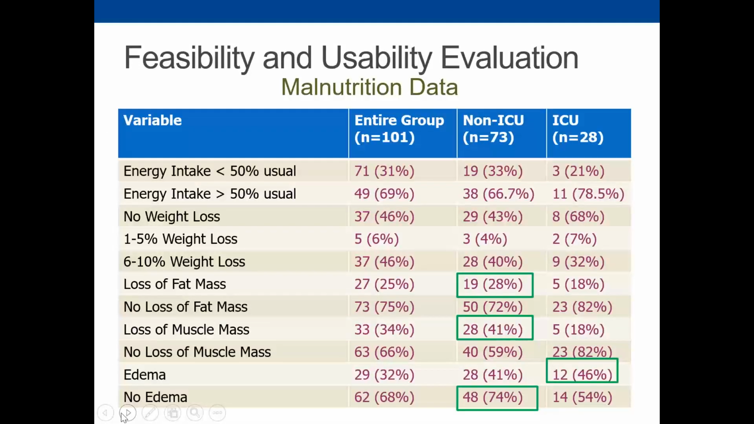And I included this slide just to give you a sense of the percentages of characteristics that were observed in both the non-ICU and ICU patient population. So edema was found to be a little bit more common in the ICU patients. Edema was not utilized in more of the non-ICU patients. Loss of muscle and loss of fat were criteria identified more in the non-ICU patients versus the ICU patients. But energy intake and weight loss were fairly comparable between both the ICU and the non-ICU patient populations.